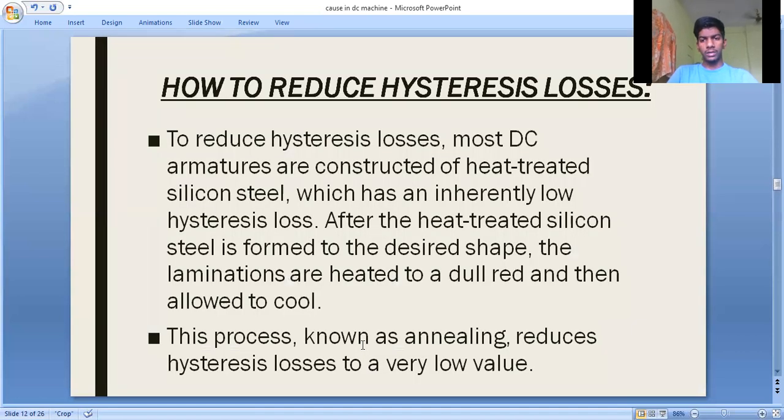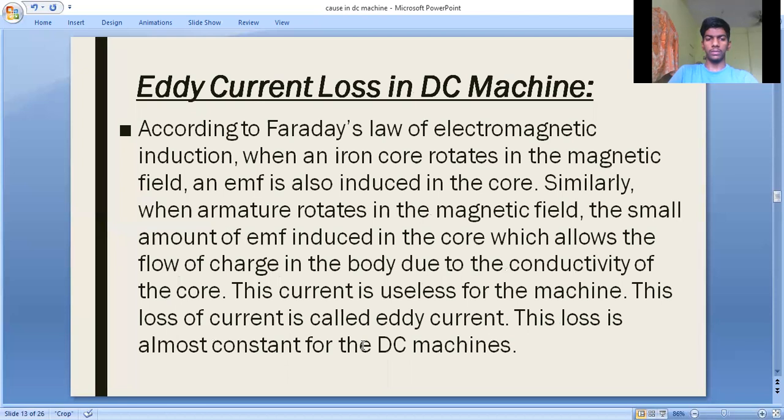How to reduce hysteresis loss? To reduce hysteresis loss, most DC armatures are constructed of heat-treated silicon steel, which has an inherently low hysteresis loss. After the steel is formed to the desired shape, the laminations are heated to a dull red and then allowed to cool. This process, known as annealing, reduces hysteresis losses to a very low level. Next, eddy current loss in DC machine.